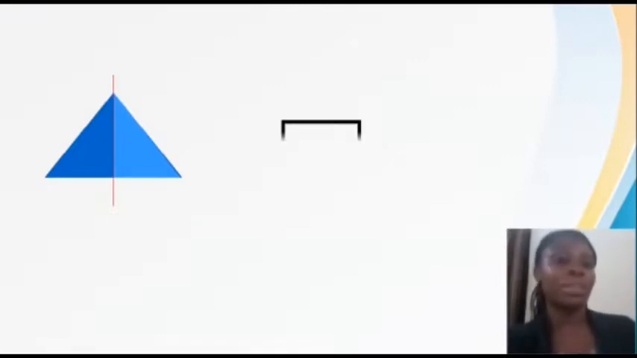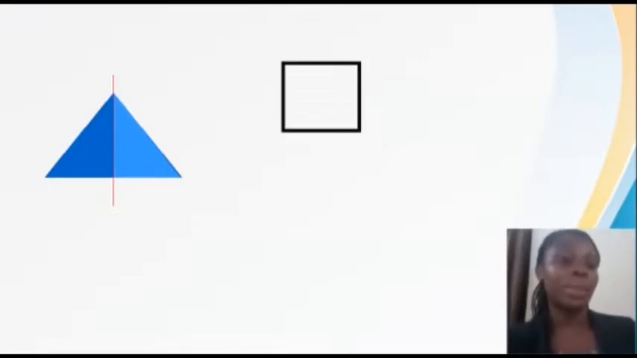This is a triangle. So let's find out if this triangle is symmetrical. Wow, can you see that? The red line cuts it into two, and we have two equal halves. Look at them. One side is the same as the other in size. That is, when you fold it, it's going to match perfectly.